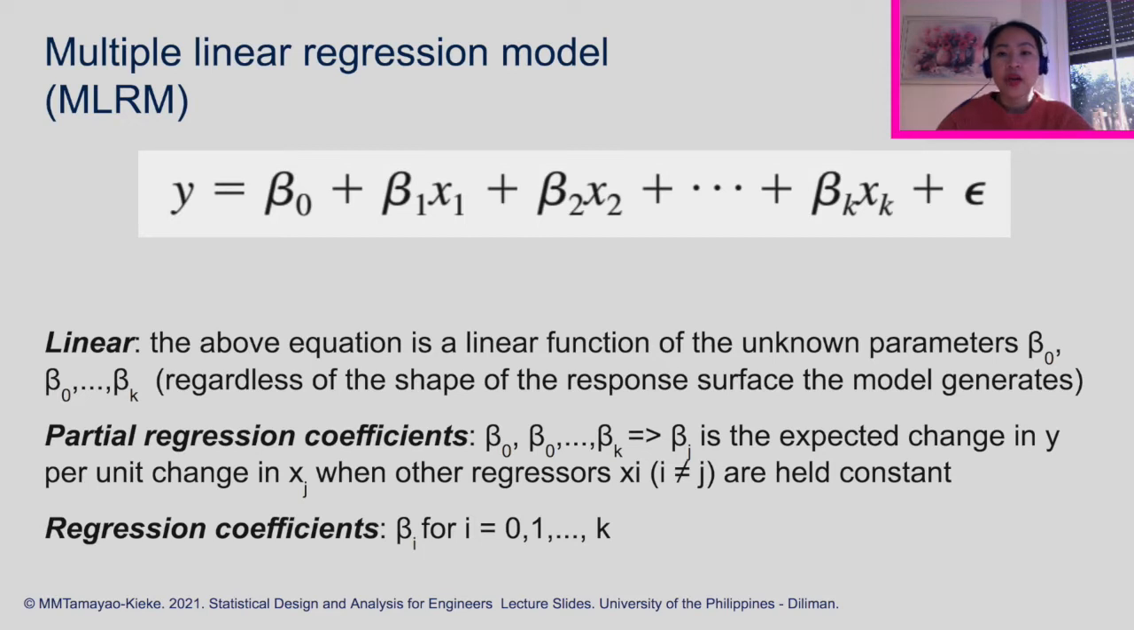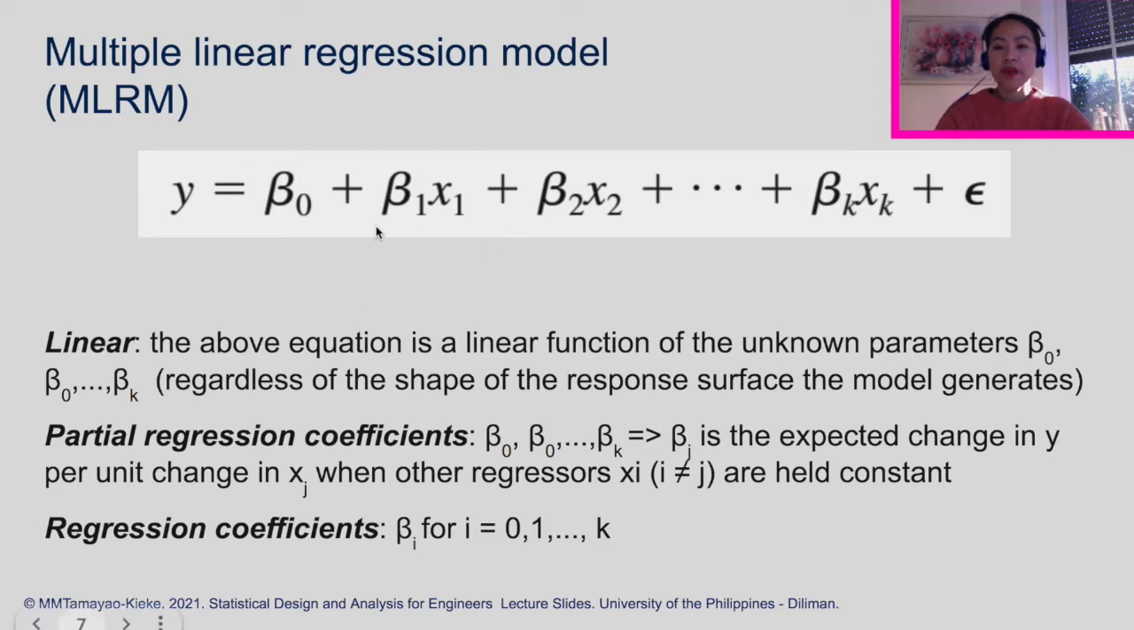Now, why do we call this a multiple linear regression model? Let's look at the first term, multiple. It's multiple because we have several, more than one regressor variable. If there was just one regressor variable, this would be called a simple linear regression model. Now let's look at the term linear. Why is this called a linear model?